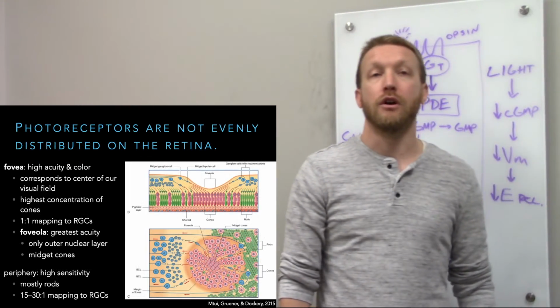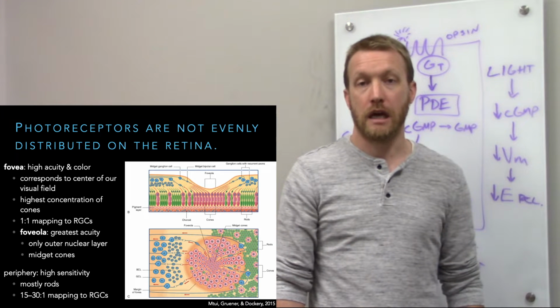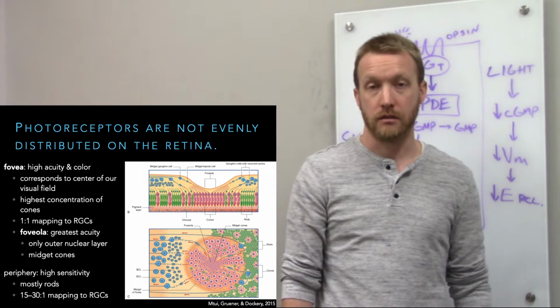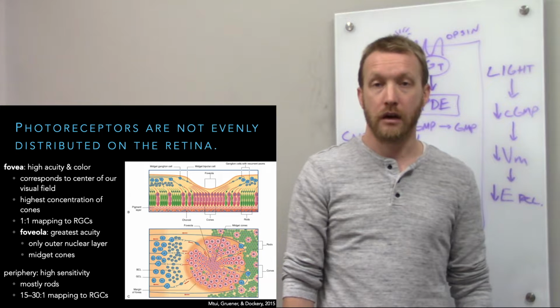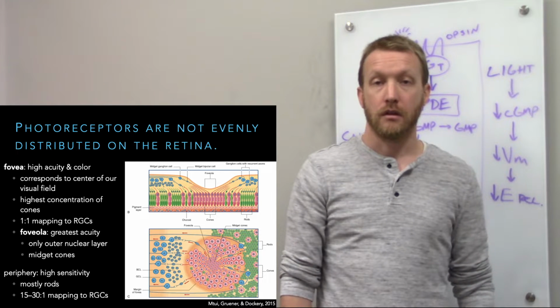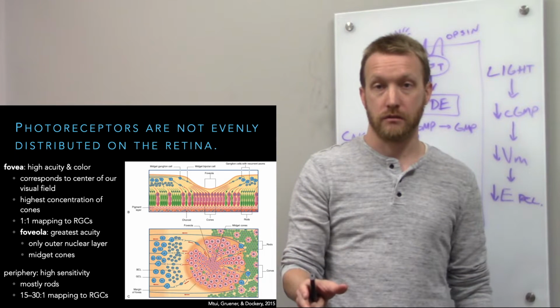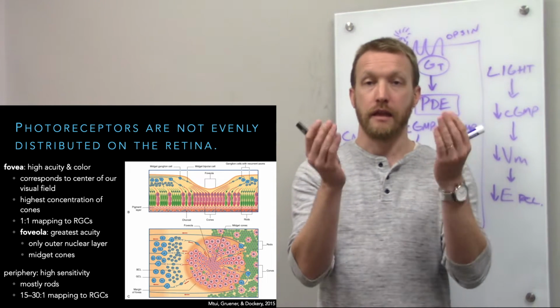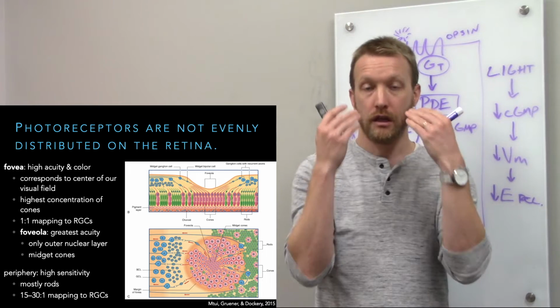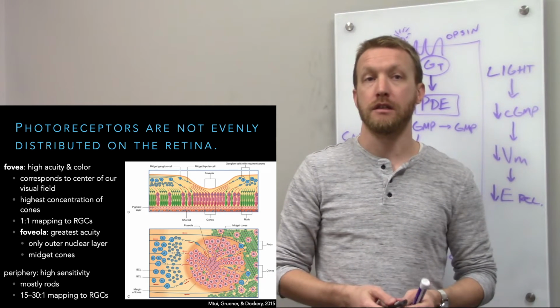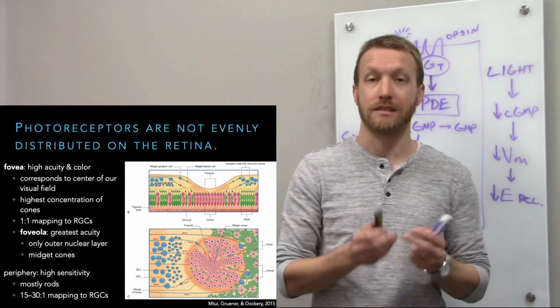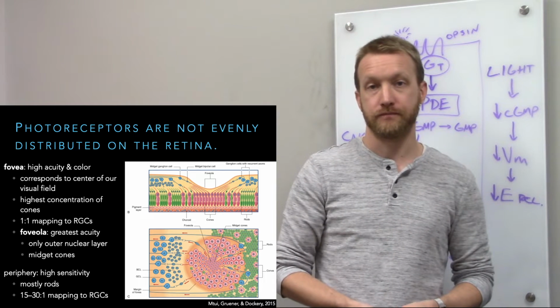Now the distribution of photoreceptors is not even throughout the retina. In the center of our visual field, this corresponds to the portion of the retina called the fovea. So whatever you're looking at, that light is hitting your fovea. And whatever's in the dead center is in the foveola. So that's the center of the fovea.